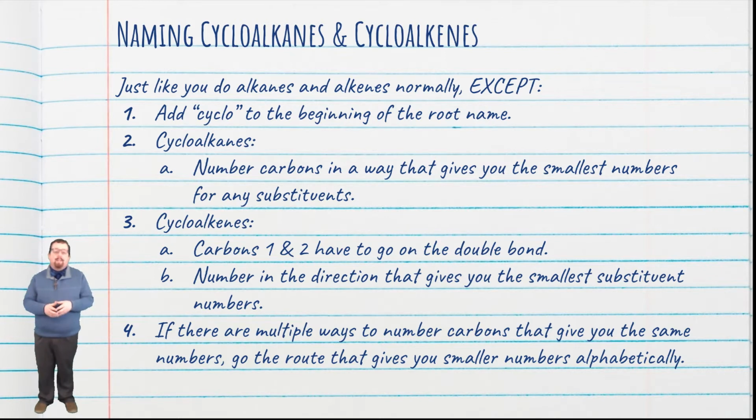In either case, if you determine where carbon 1 is, and it doesn't seem to matter which way you count from there, as far as the substituent numbers go, then go in the direction that gives the more alphabetically favorable substituent a lower number. So let's do some examples.